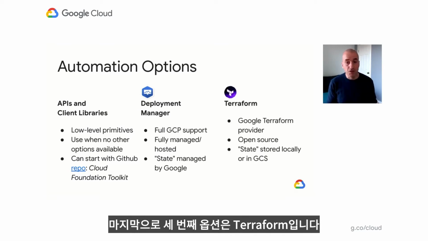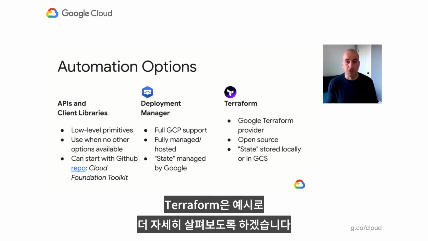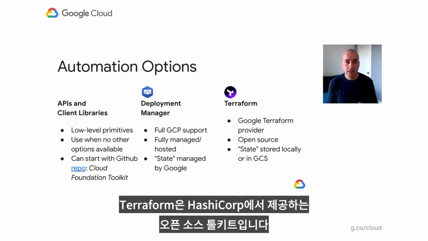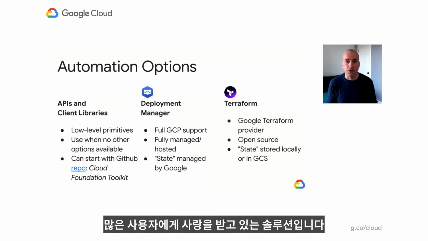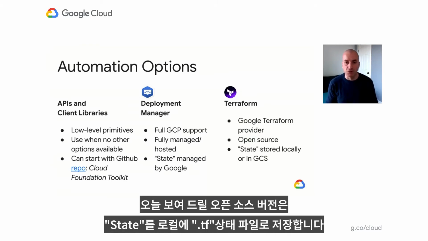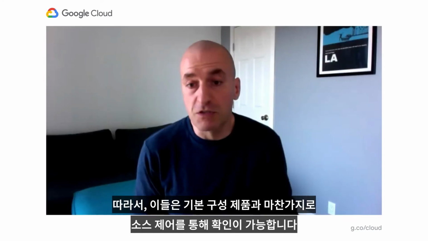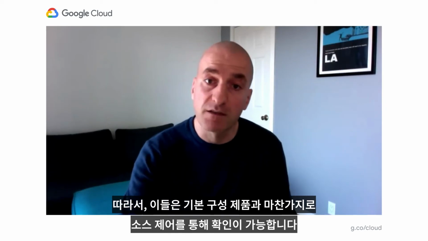And then your third option, and the one I'll be using for our examples coming up next, is Terraform. This is an open source toolkit provided by HashiCorp. It uses its own language for declarations, but it has excellent multi-cloud support, which is important for many users. The open source version, which is what I'll be showing you today, stores state locally in .tfstate files. So these can be checked into source control, just like the main configuration files.